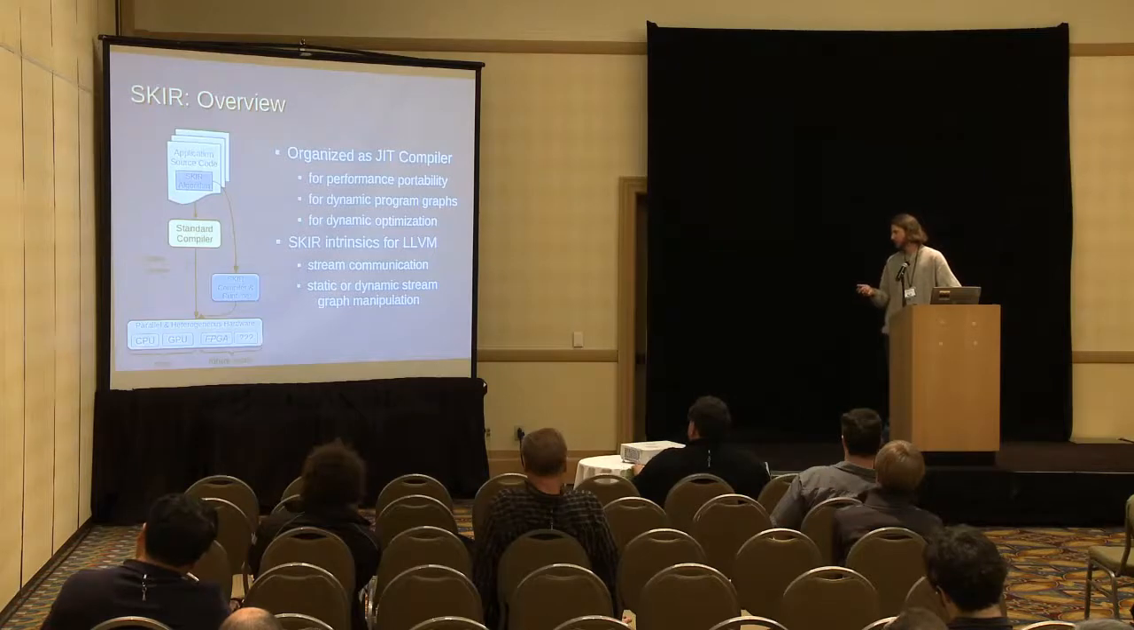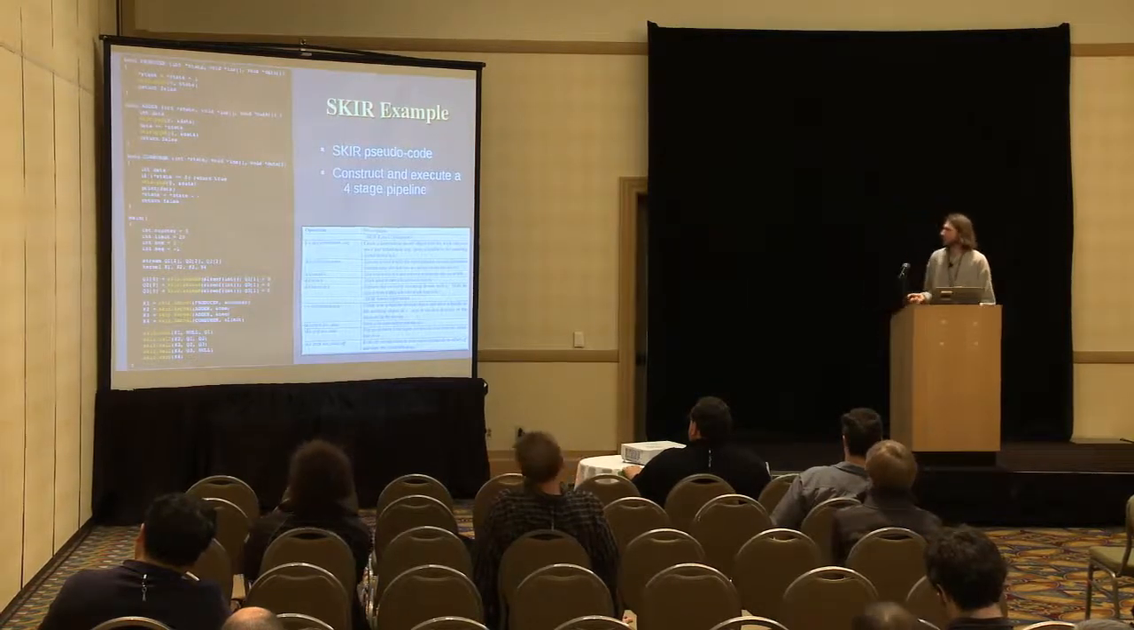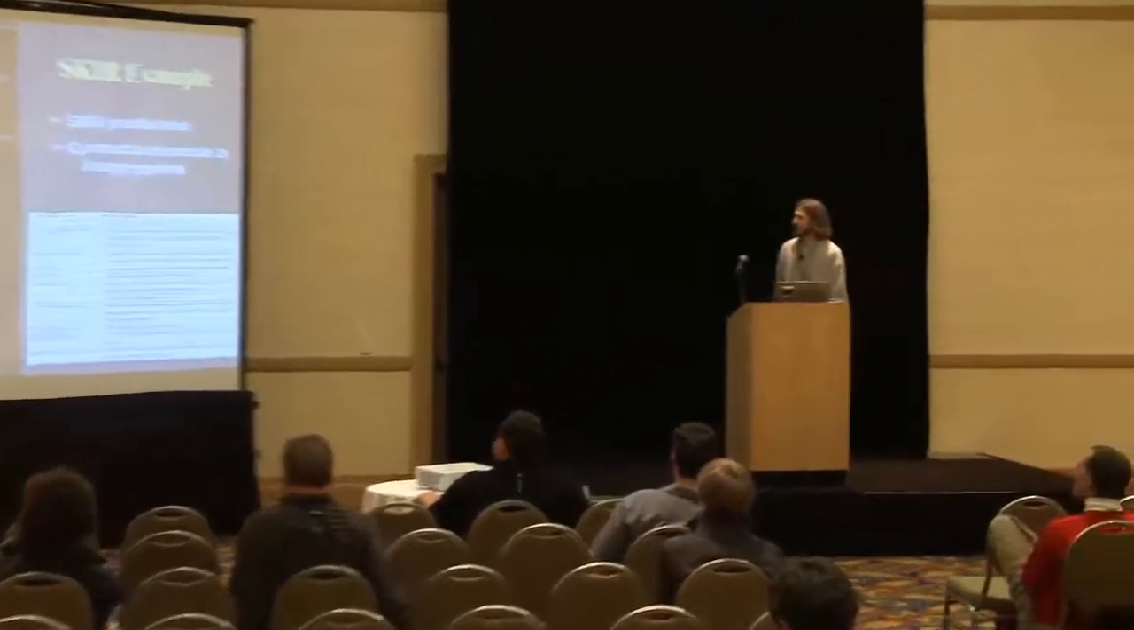So we do this by extending LLVM with a set of intrinsics. These are the intrinsics down here. And if you can read this on the left, this is an example program. I'm going to step through this. This is pseudocode, not LLVM code, just for readability reasons. We're going to construct and execute a 4-stage pipeline. So first thing we do is execute these SKIR stream intrinsics. These just allocate an edge in our stream graph for our algorithm, but in the runtime system, they're instantiating real buffers.